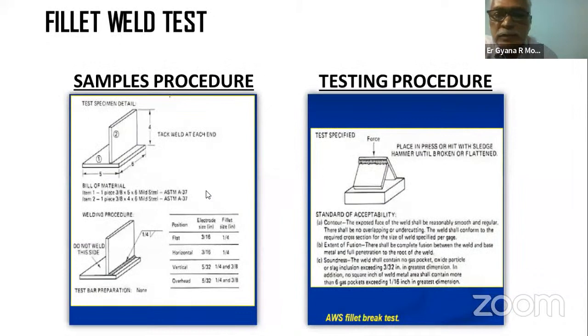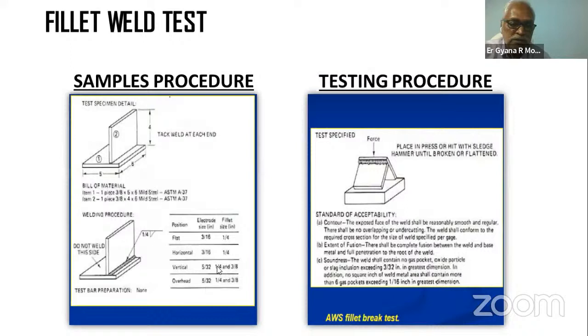Then in most of the components we have seen fillet testing. Fillet testing, how to prepare a fillet testing sample? This is how we make a fillet testing sample. If it is a flat position, a horizontal position, vertical or overhead, these are the positions of welding. Let us say in this particular case, in the workshop, we have mostly flat position of welding. But let us say we have to do a welding at the side where you cannot put it flat. Maybe you have to put it horizontal, or vertical, or overhead. Then you have to qualify that welding on the basis of the position of the welding.